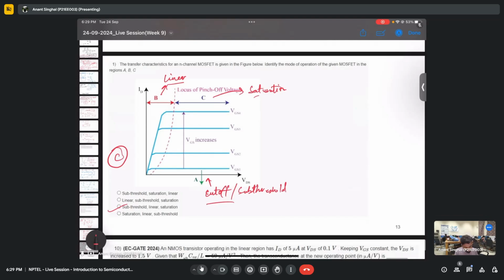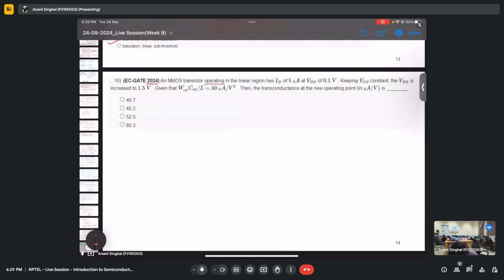This is a very good question. It is the GATE question which has come this year only, so this is a 2024 question. I guess this has been given in the assignments also. It has an NMOS transistor which is operating in linear region. It is given that ID is this and VD is this. Keeping the VG constant, the VDS is increased to 1.5. W by L is given. We need to find the transconductance. So maybe I can elaborate on that. Transconductance is nothing but the differentiation with respect to VG, which is what we have done in the previous question. So you need to calculate this. So let's give it a try.